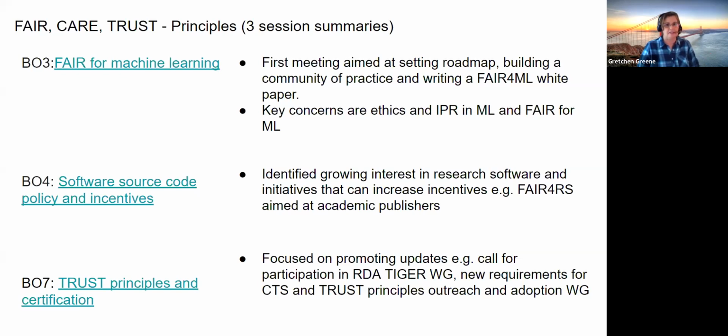In the fourth breakout session on the software source code policy and incentives, as I mentioned earlier, just explaining the agenda, there's a huge growing interest in research software and a lot of initiatives and incentives. So there is this new guideline that was put out that is called FAIR for Research Software. I'm not sure if you're familiar with it, but it's getting a lot of adoption and take up, and it's aimed at academic publishers as well. So lots of discussion about that.